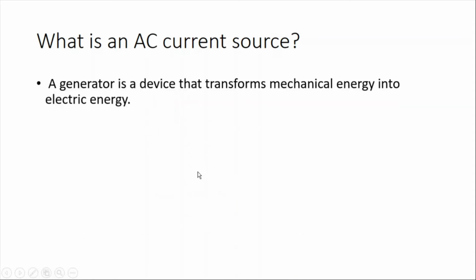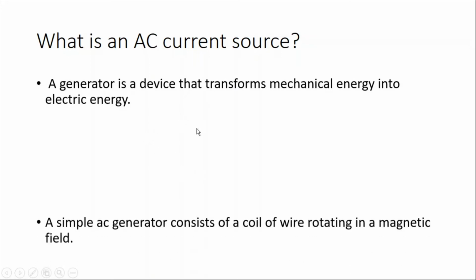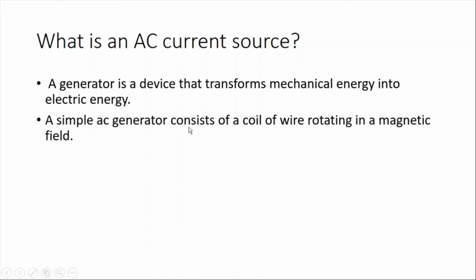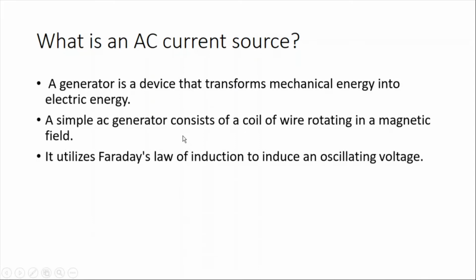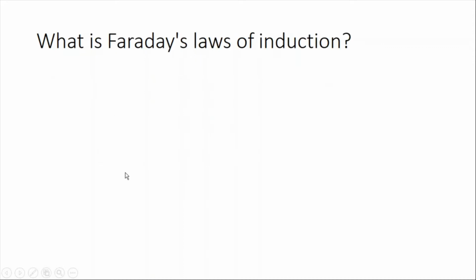A generator is an AC current source. What is a generator? It's a device that transforms mechanical energy into electrical energy. And a generator consists of a coil of wire which is rotating in a magnetic field. And Faraday's law of induction is inducing the oscillating voltage in a generator. What is Faraday's law of induction?